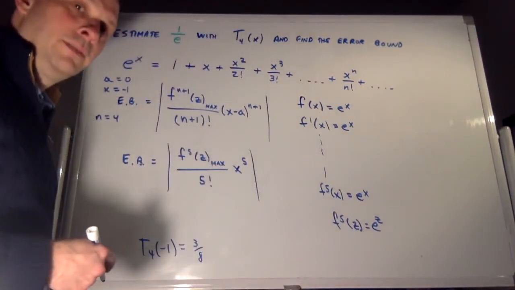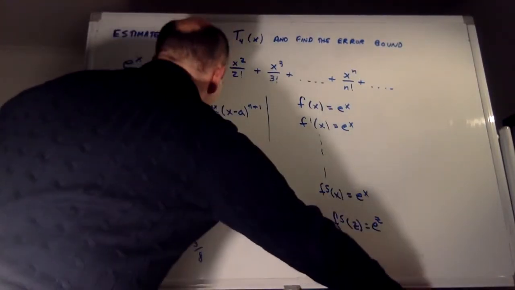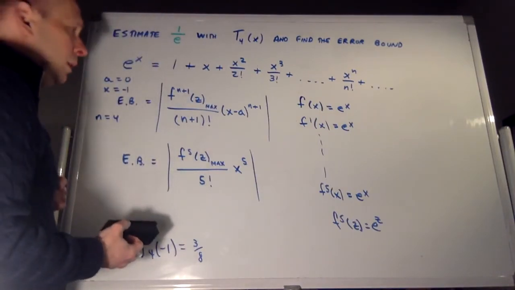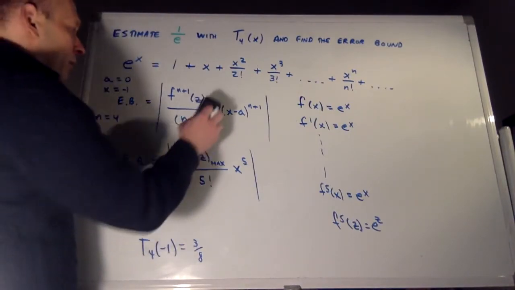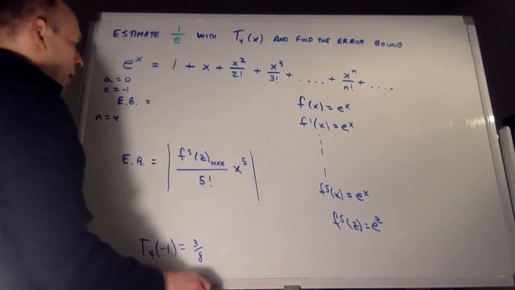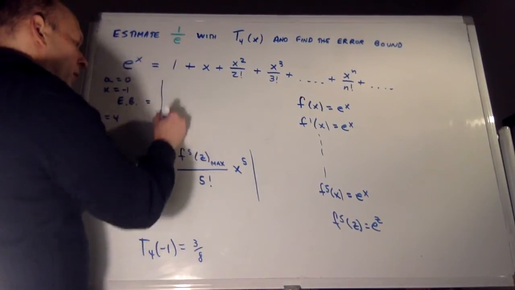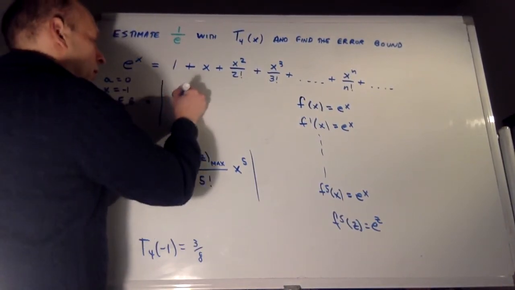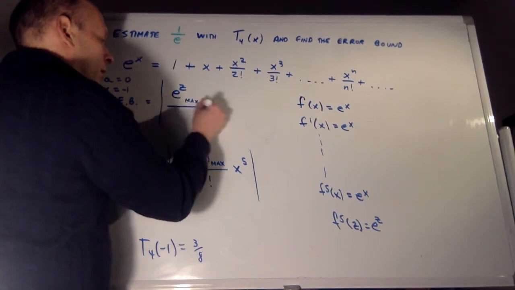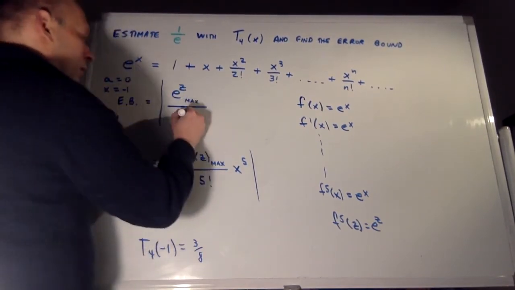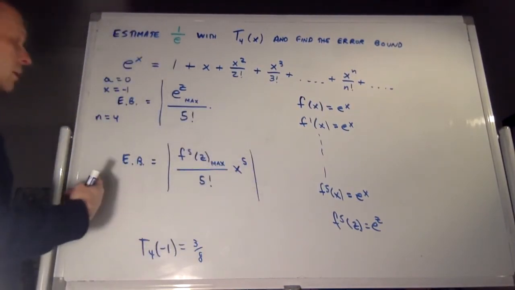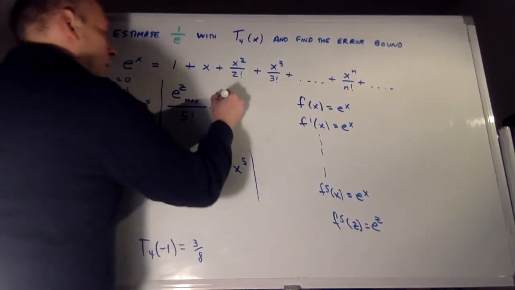Gee, that was easy. Okay, so we have this over here. All right, so yeah, I guess I can erase what we have here. Okay, so here's what we got. We have the absolute value of e to the z, or the maximum possible value of that, over our 5 factorial, times our x to the 5th. Well, x is negative 1, right? So negative 1 to the 5th.